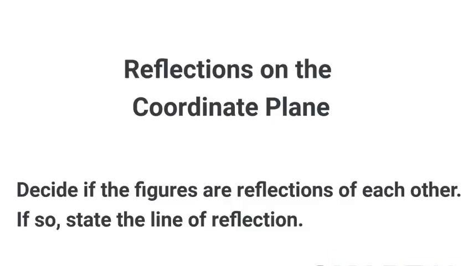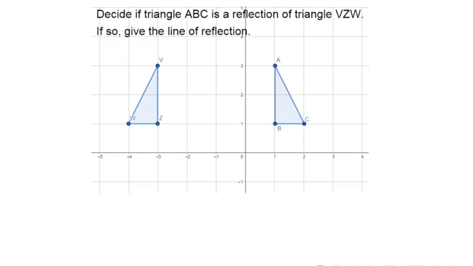In this video we will discuss reflections on the coordinate plane. Your directions will say decide if the figures are reflections of each other, and if so, state the line of reflection. So I've got two examples for you. The first one, we have to decide if triangle ABC is a reflection of triangle VZW. If it is, give that line of reflection.